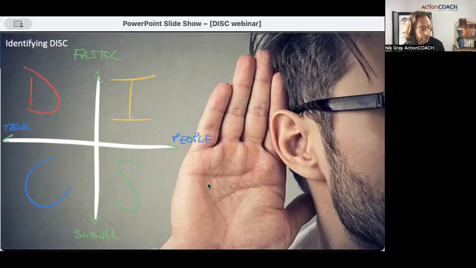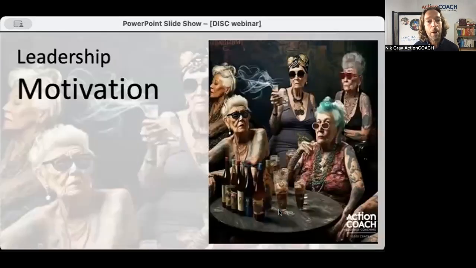So how can we use this in our business? We're going to look at leadership, sales, and customer service. How can we use this to our benefit to improve communication and improve our leadership, our sales, and our customer service? This is a wide area. Just on leadership, we could look at any number of different ways that we could improve, but let's look at motivation.